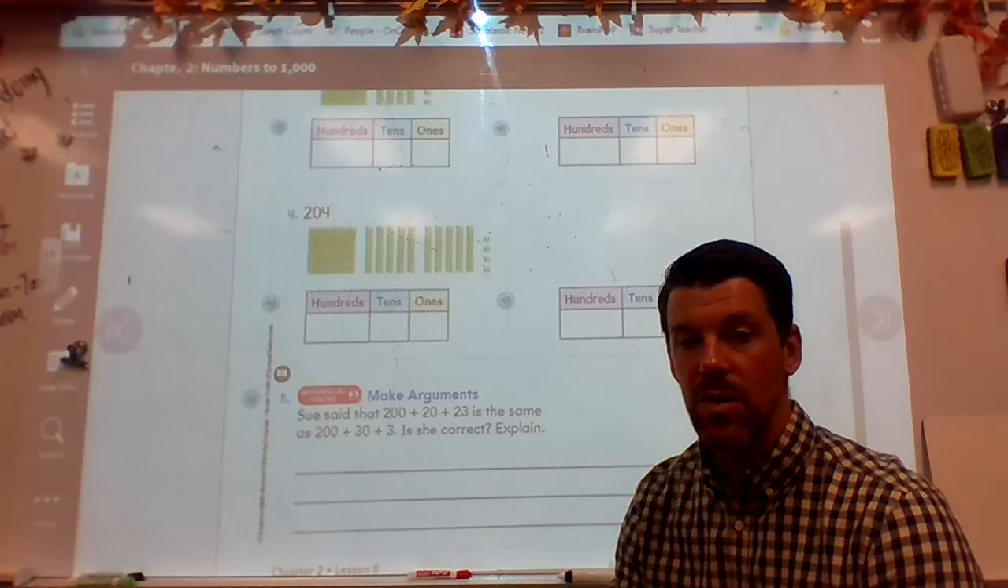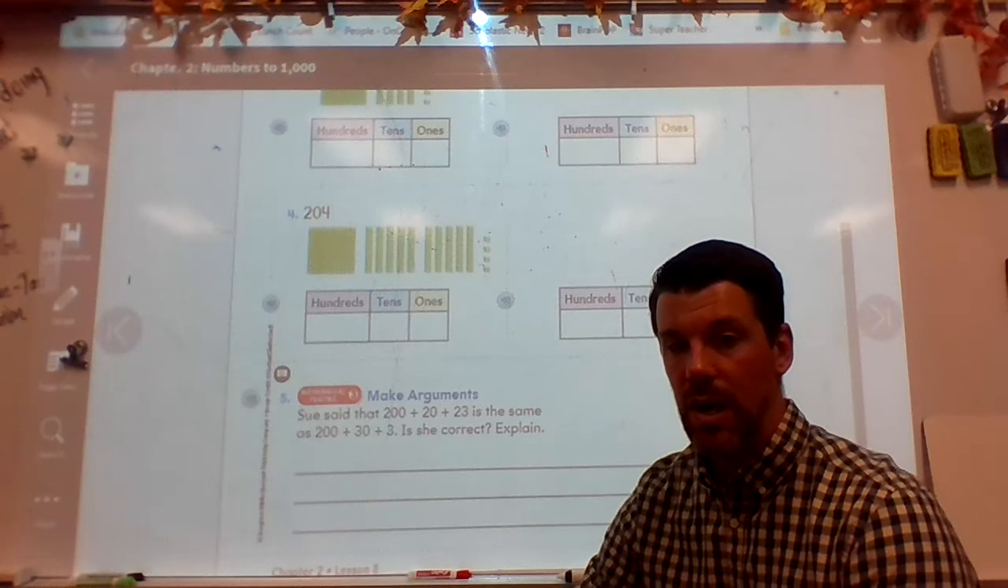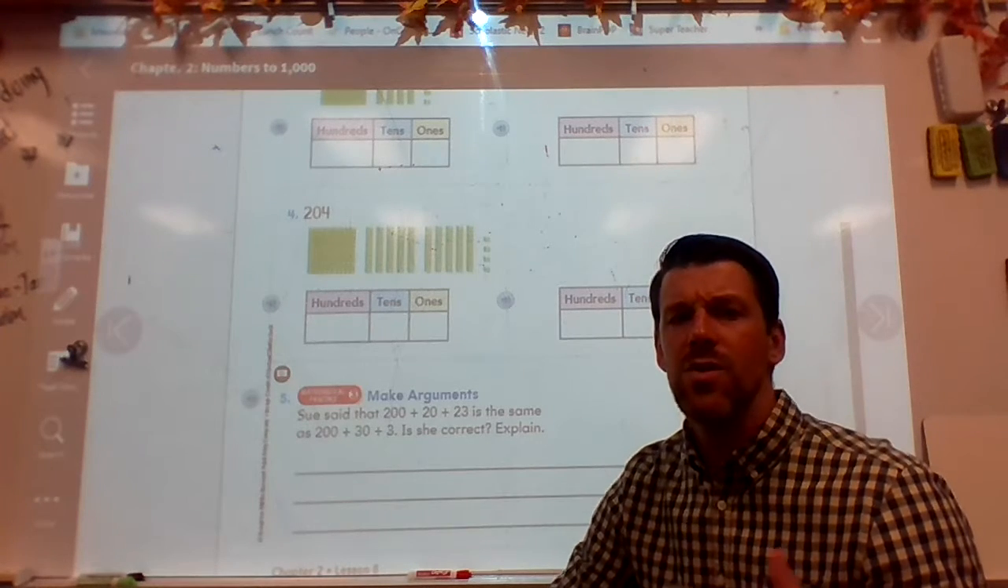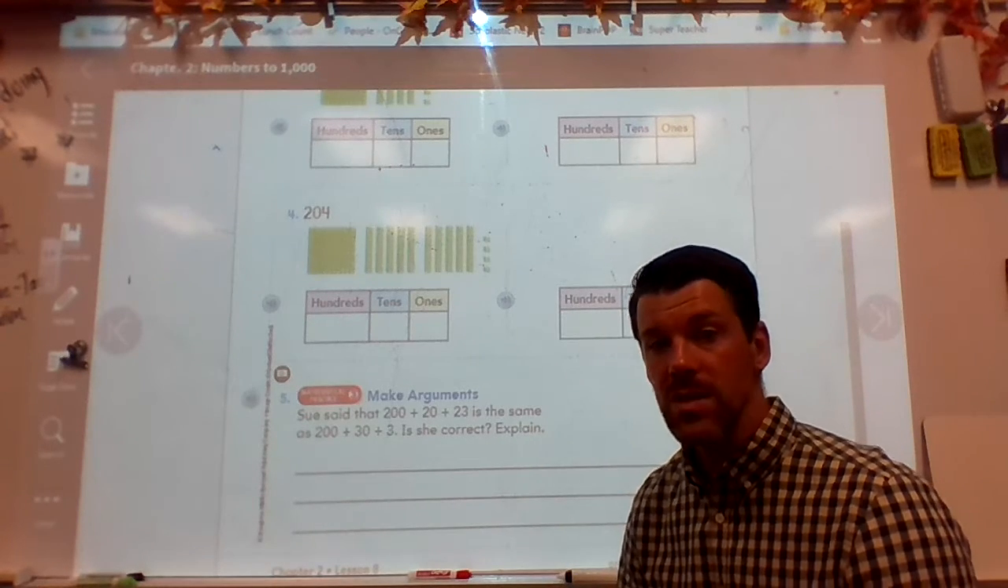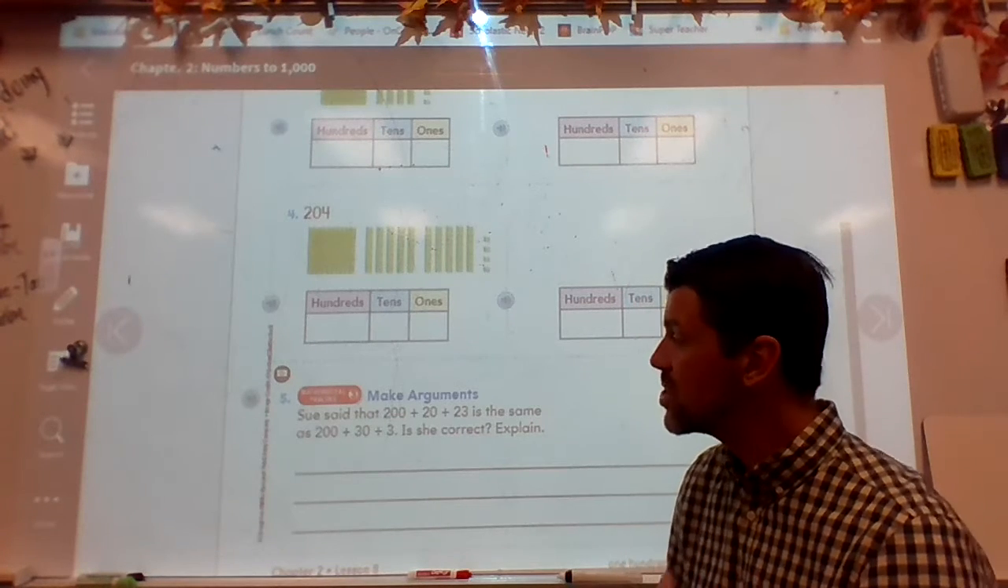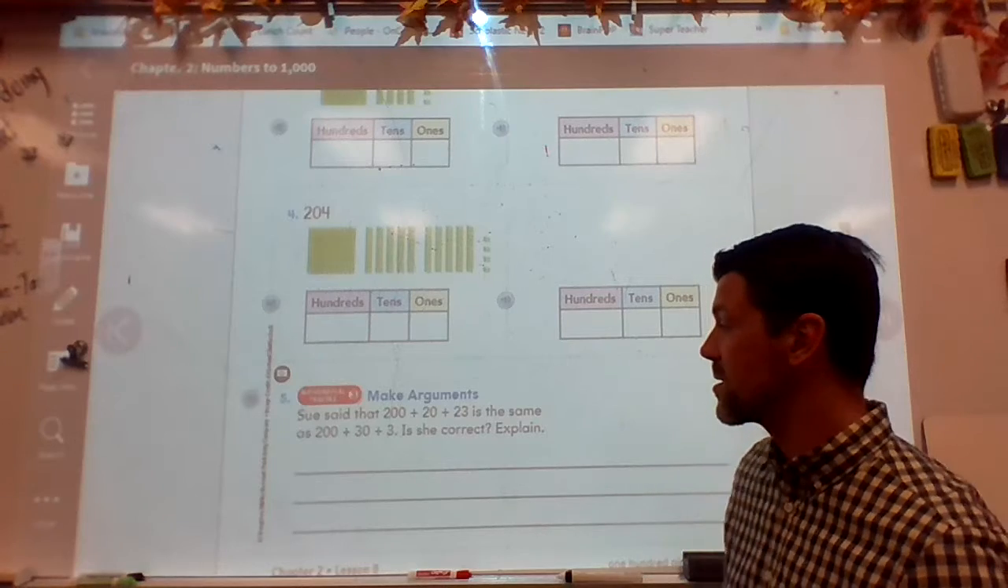The first thing I want to do is draw a picture of each one. The reason I'm drawing a picture is it gives me a visual. I'm a visual learner. So I want to see the difference or see the similarities so that I can compare and decide whether Sue is correct or incorrect.